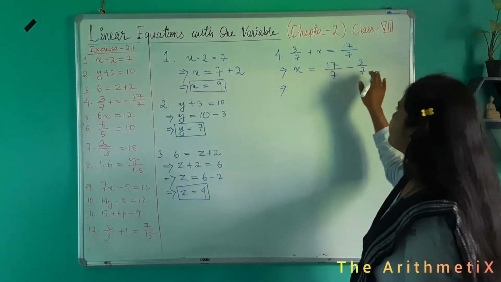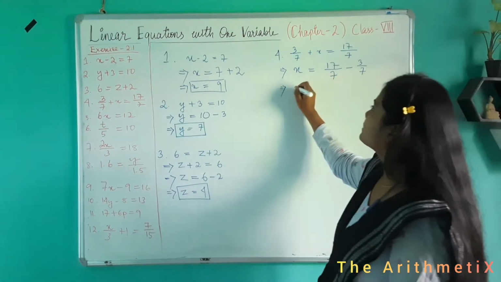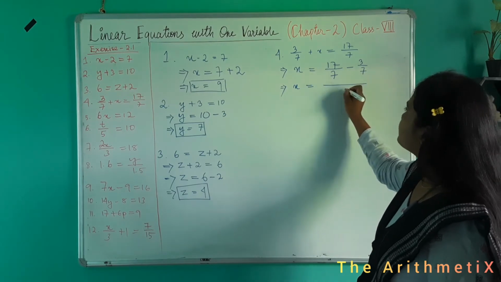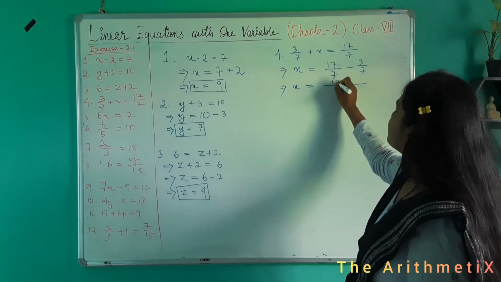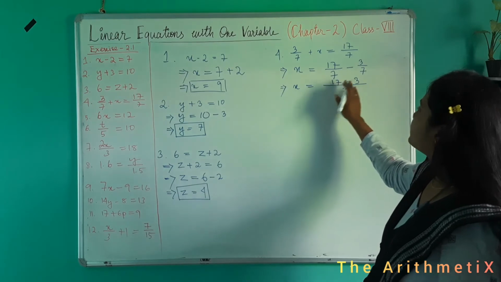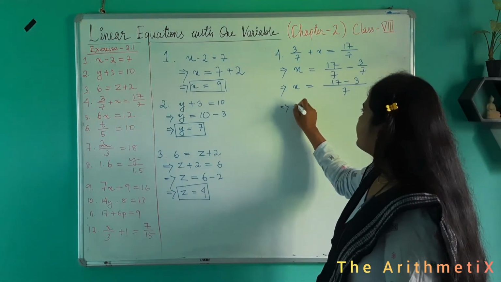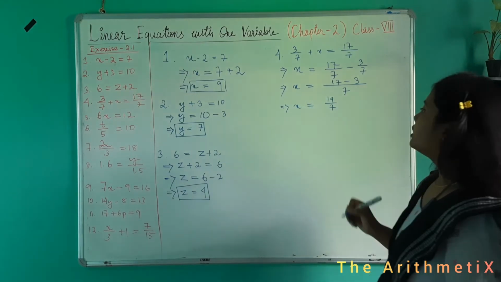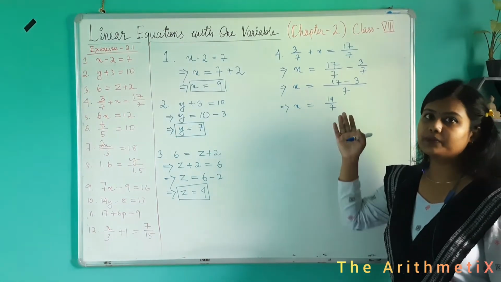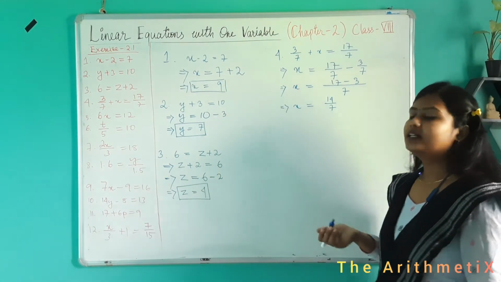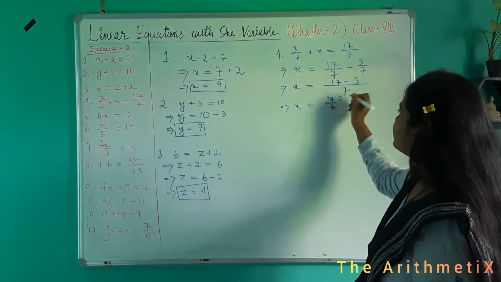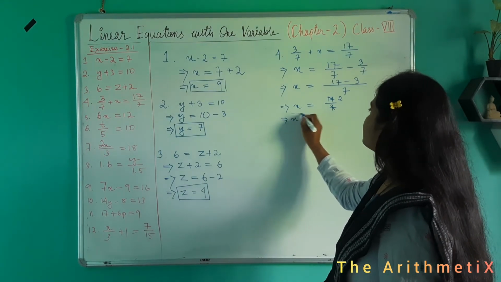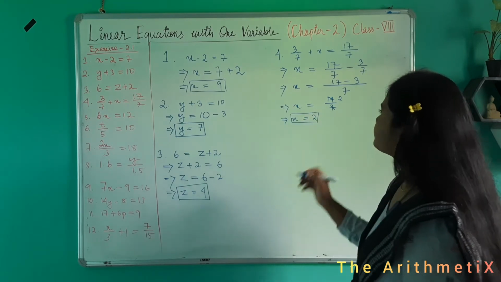So solve the fraction in order to find x. This is equal to, see, the LCM of these two numbers is 7. So in the numerator it will be 17 minus 3. x equals 17 minus 3 is 14 upon 7. Now check if we can simplify the fraction or not. Obviously 7 2s are 14. Cancel it with 7. This implies x equals 2. So this is the value of x in this equation.